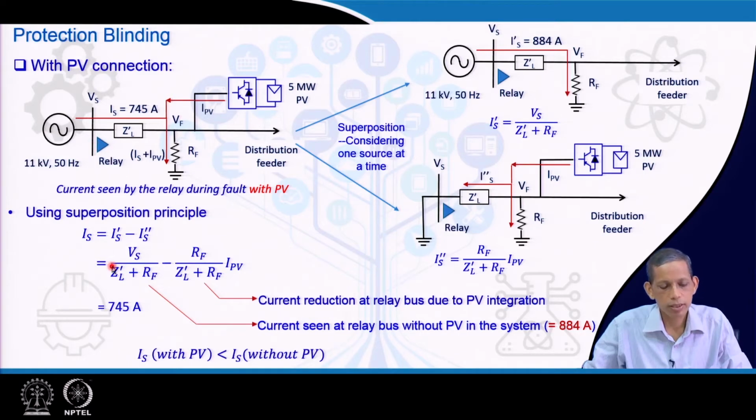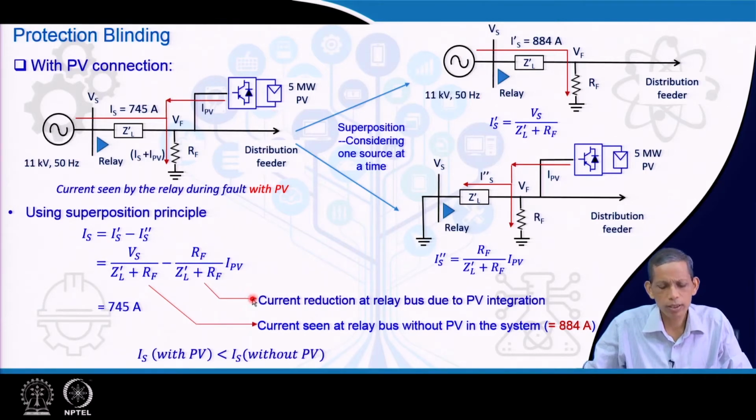So, that means the relay will see a smaller amount of current for the same fault position and the same RF, with everything else remaining the same, in the presence of PV as compared to without PV. That is found to be 745 ampere as compared to 884 ampere when the system does not have the photovoltaic plant.